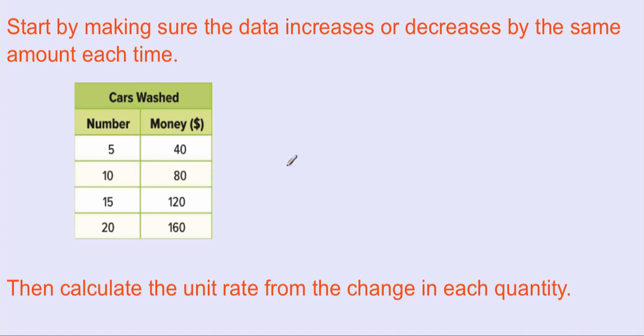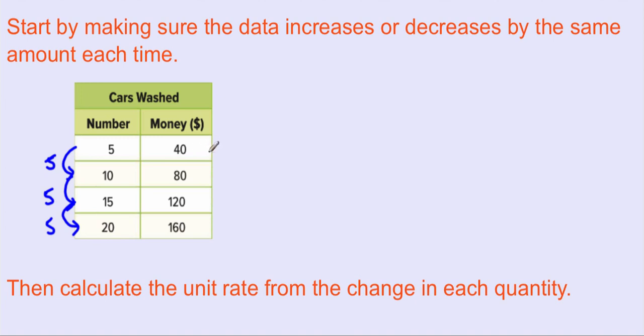So we can calculate the rate of change or the constant rate of change using a data table. First, start by making sure the data increases or decreases by the same amount each time. So kind of think about the steps. Here, the number of cars washed increased by 5, and then it went up by another 5, and then it went up by another 5. So it increased at a nice equal rate.